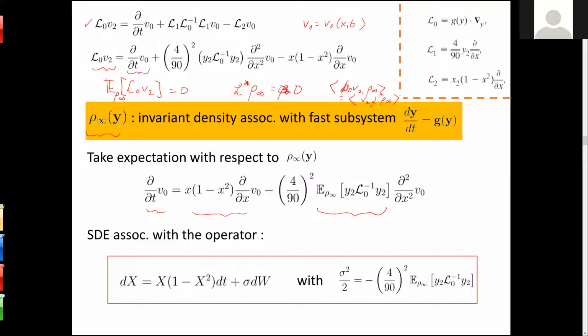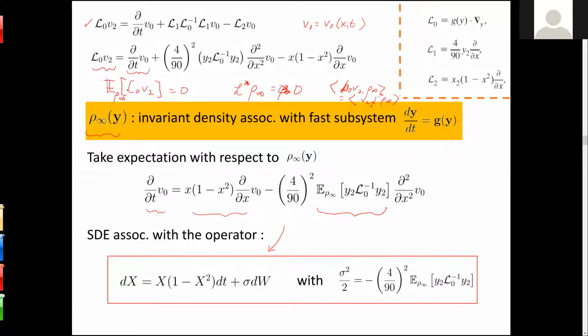Okay, so its associated SDE. Now from the backward Kolmogorov equation, we go back to its SDE counterpart. It retains the drift part, x times 1 minus x squared, and the second part that involves the expectation gives you a formula for sigma, the diffusion part of the SDE. So we have eliminated y, but take note that this is only as good as how small epsilon is.